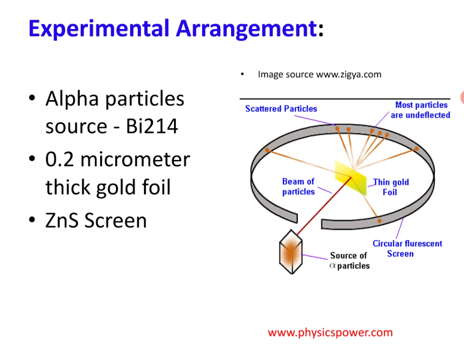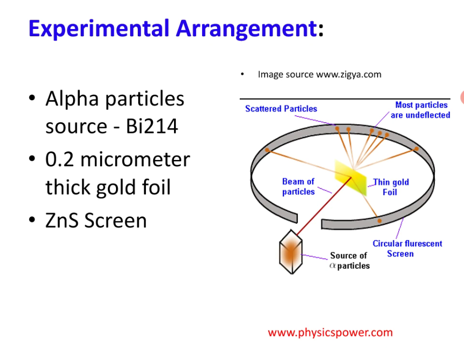So he considered a very thin one, on the order of 0.2 micrometer thickness. So whenever an alpha particle hit the gold foil, the penetrated alpha particle can cross the gold foil, which is that thin.